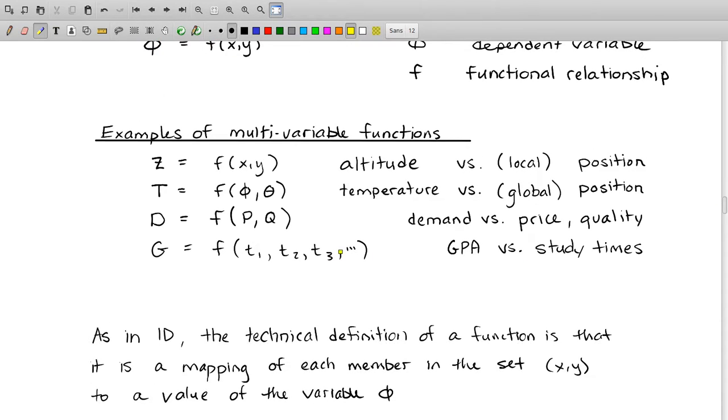And you could go even farther. You could talk about more than two variables. You could talk about lots of variables. Suppose you treat as independent variables the number of hours you spend studying for each of your classes, T1, T2, T3, T4, T5, some of you T6, T7, and so on. What is your GPA as a function of the time you spend studying for each of those classes? These are all multivariable functions.